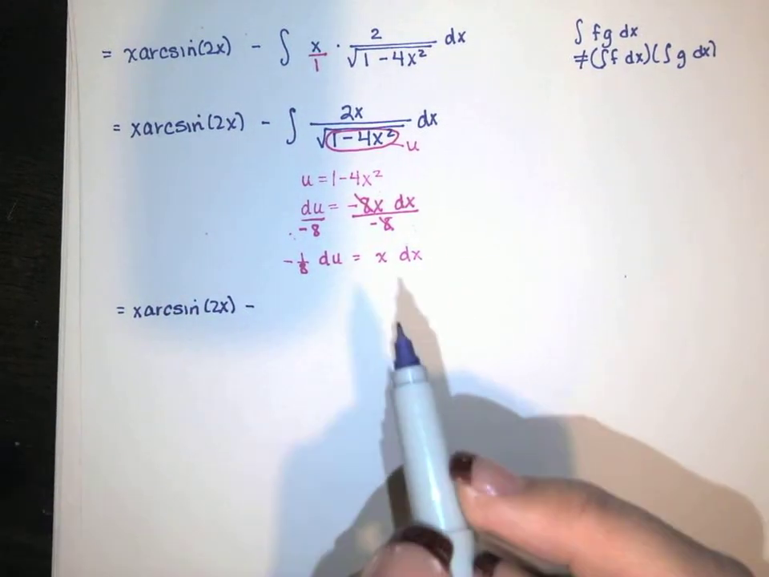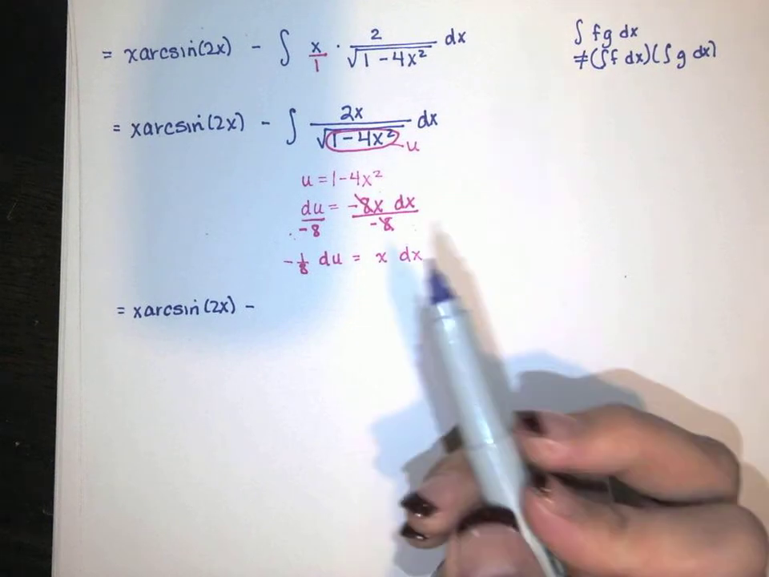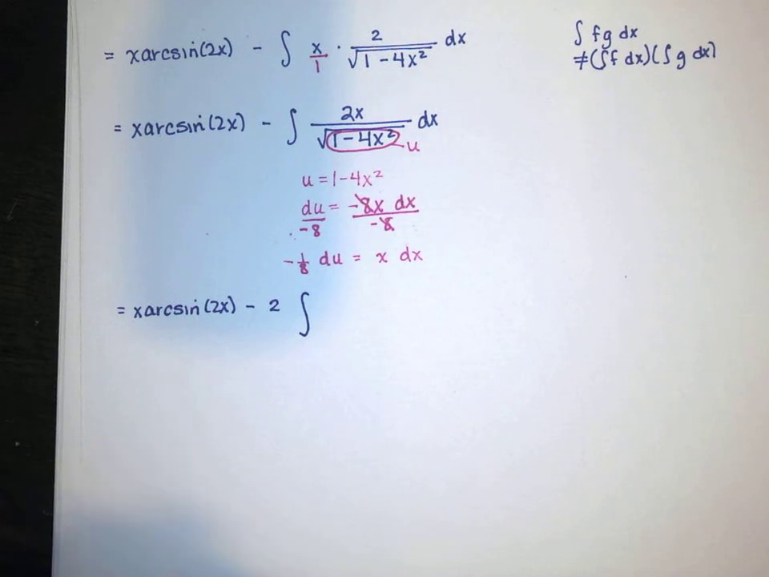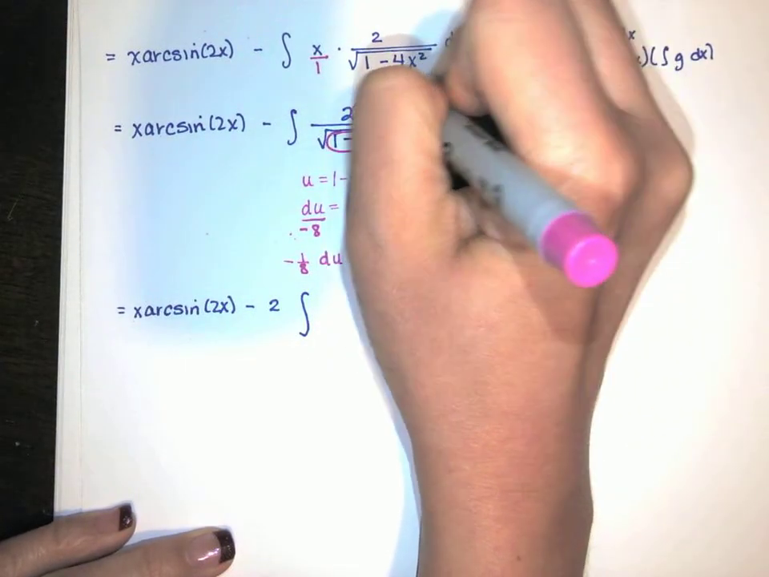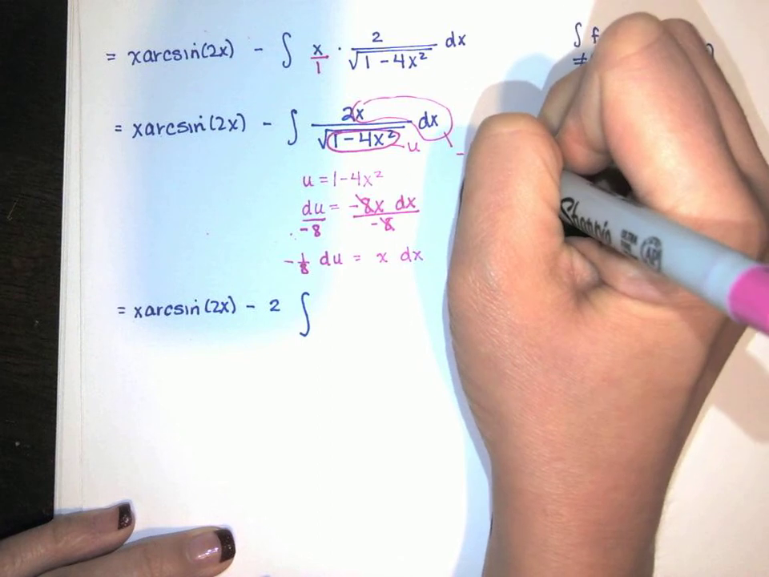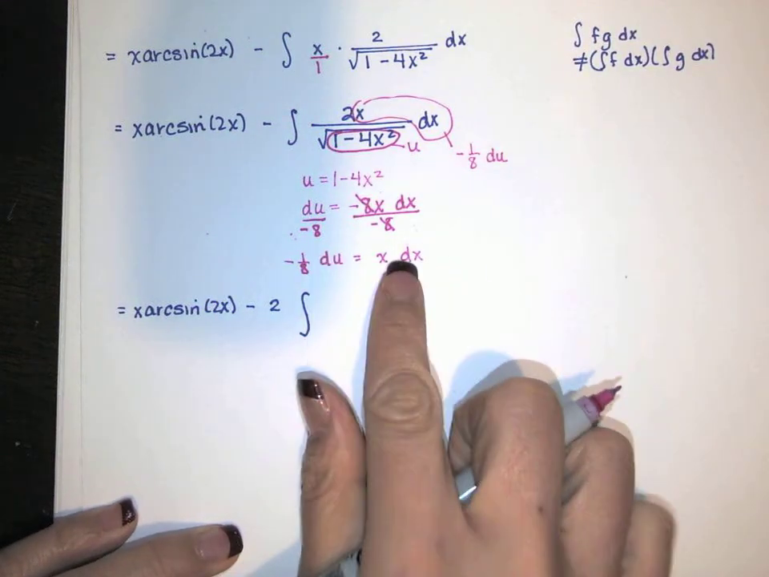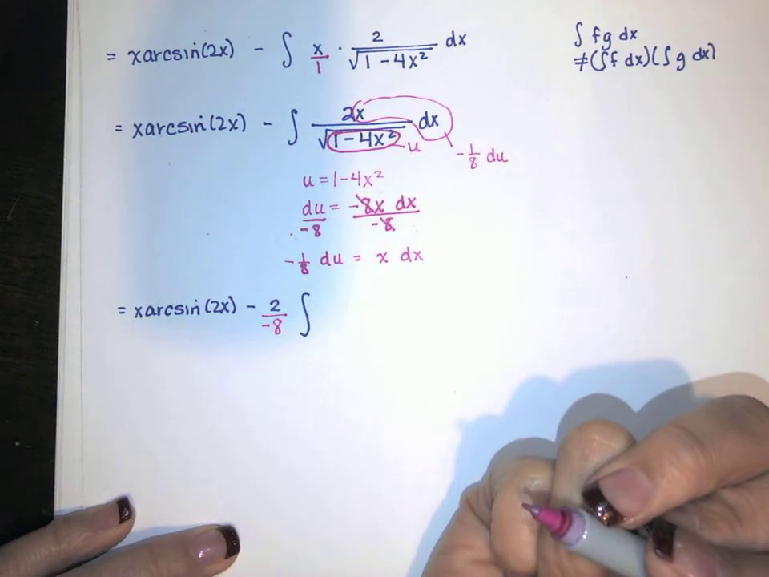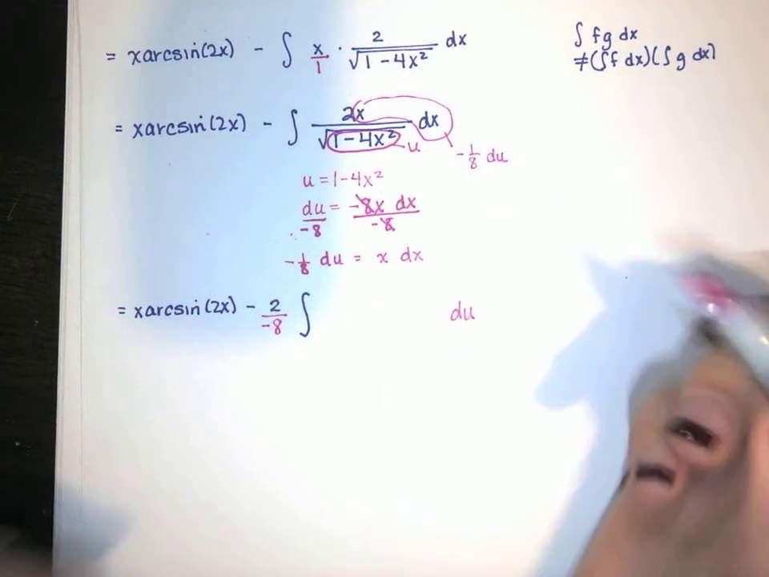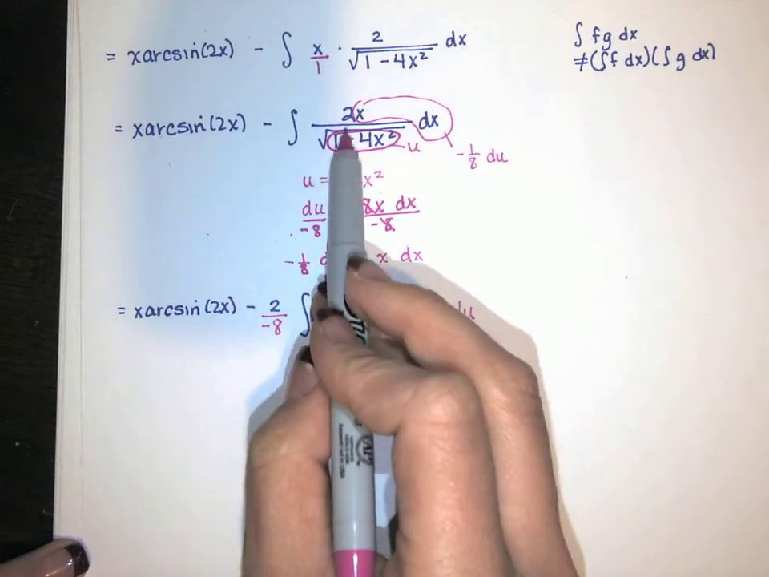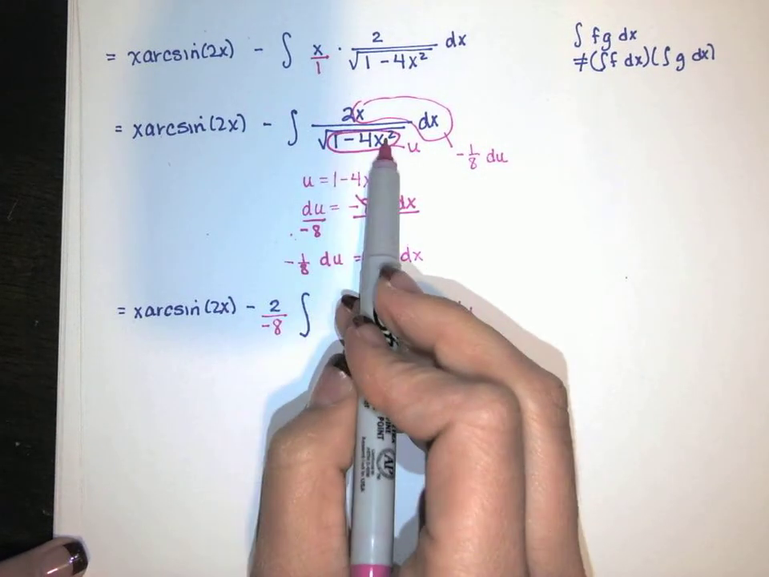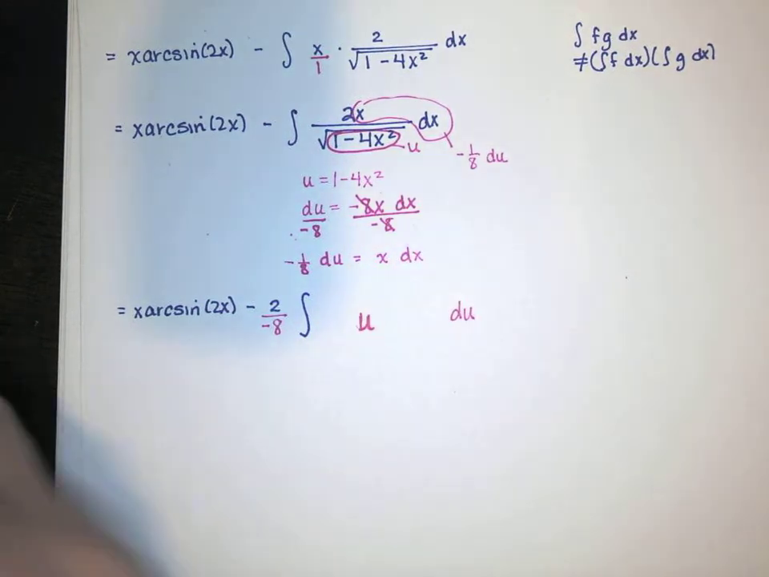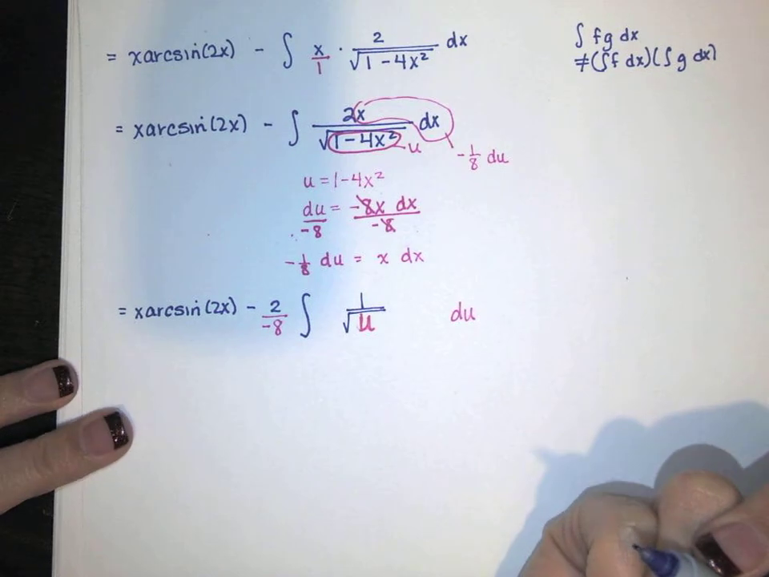All right, so now I want to write my integral entirely in terms of u. I'm going to pull out the negative 2, and then this x dx can be replaced by negative 1/8 of du because of what we calculated down here. So I'm going to pull out the negative 1/8 and pull my du off to the right. I've already taken care of the 2, that's gone. And this is a u, but it's under the square root and it's in the denominator. So I'm going to write u under a square root in the denominator.